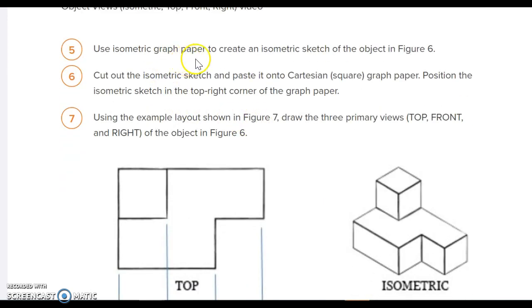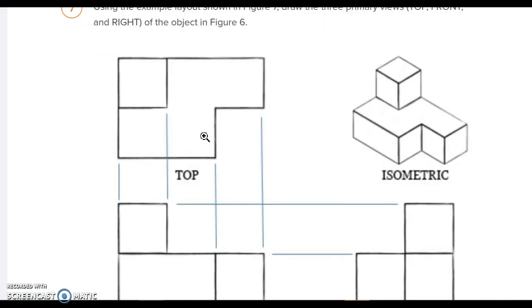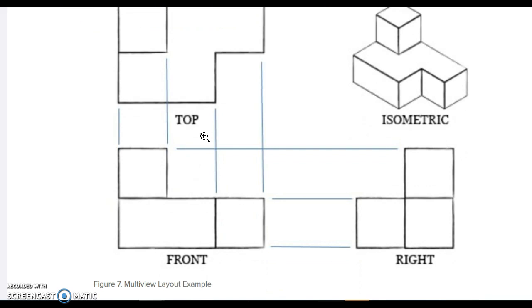Use isometric graph paper to create an isometric sketch of the object in figure 6. Cut out the isometric sketch and paste it onto Cartesian, which is square, graph paper. Position the isometric sketch in the top right corner of the graph paper. Use the example layout shown in figure 7. Draw the 3 primary views, top, front, and right, of the object in figure 6.